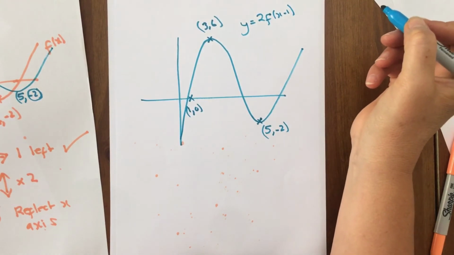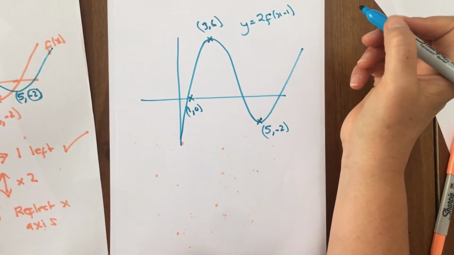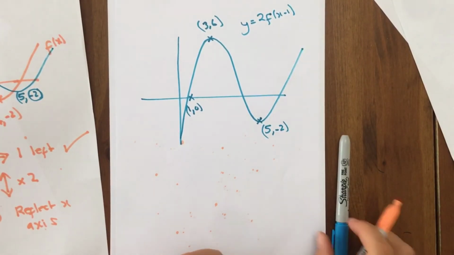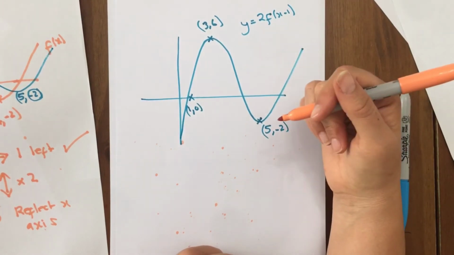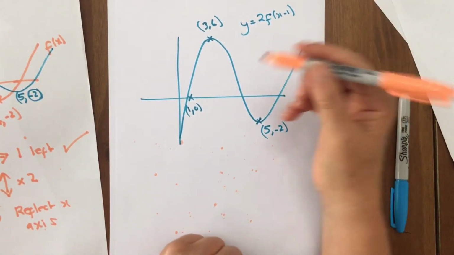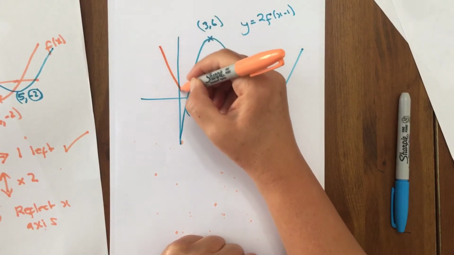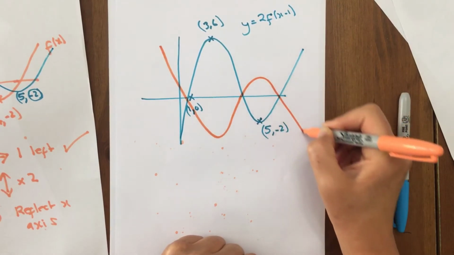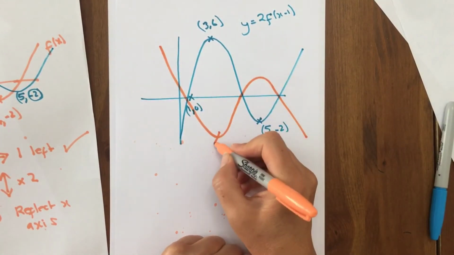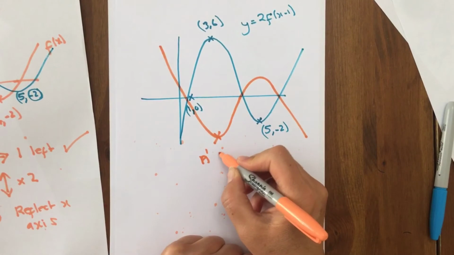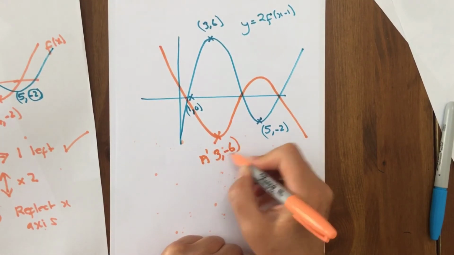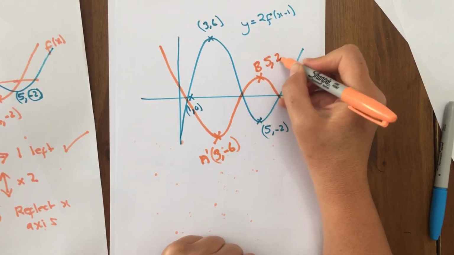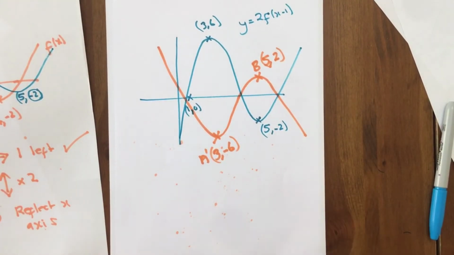Right, the last bit now is the negative sign in front of it all, means I flip it about the x-axis because everything that was positive becomes negative, everything that was negative becomes positive. So my graph is going to flip about the x-axis. So you imagine that as a mirror line. So my new point A, well, it's 3 along, minus 6 down, and my new point B is 5 along and 2 up. So there's my end answer.